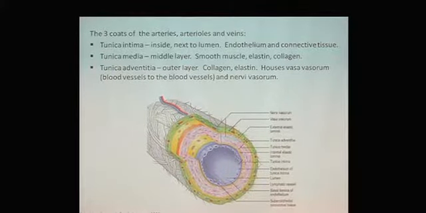Okay, so that is the tunica media, which is where the muscle stuff happens in arteries, arterioles, and veins. Then the outer layer is the tunica adventitia, and that's largely collagen and elastin. Okay? There are also some important structures housed in the tunica adventitia, and those are the vasa vasorum, which are the blood vessels to the blood vessels. And then there are also nervi vasorum, which are the nerves that go to the blood vessels themselves. Okay, so those are all carried in the tunica adventitia.